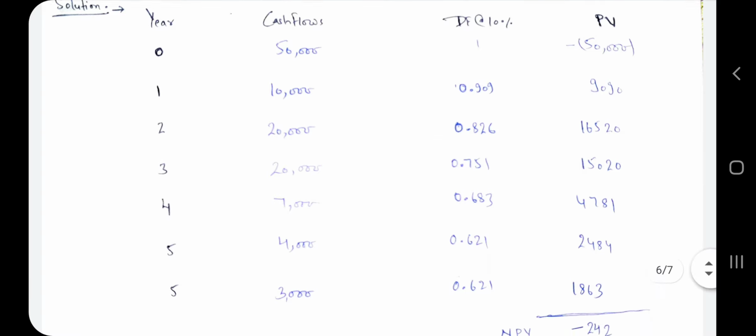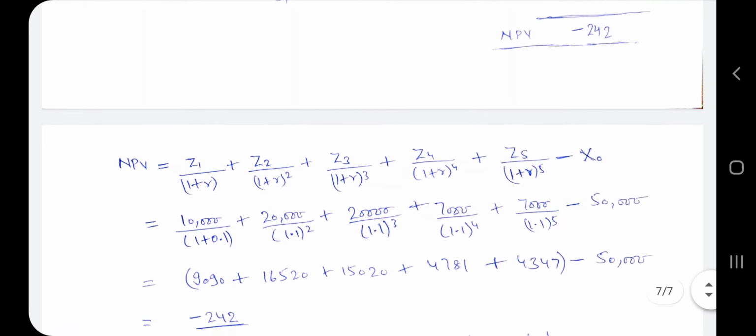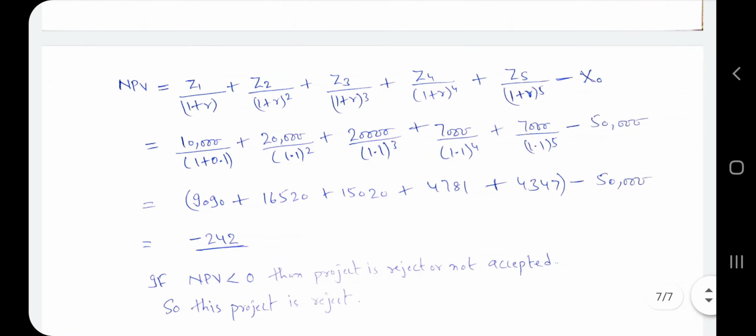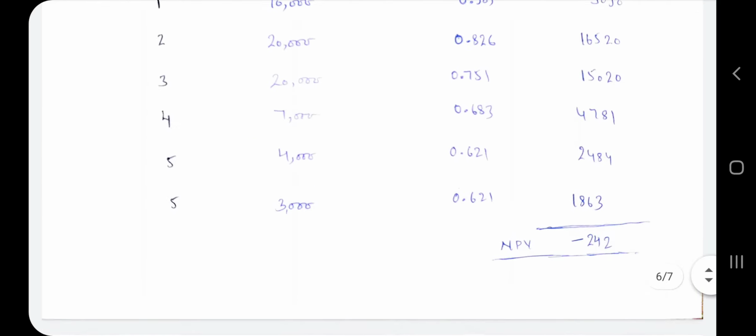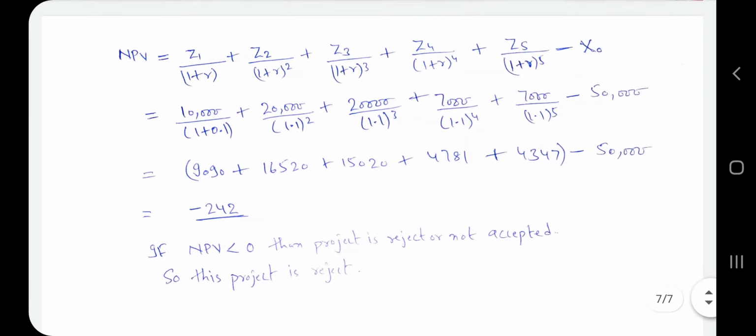In this way we found the NPV value in table form, and we can also find that value with the help of the formula. We have one formula: NPV is equal to Z1 upon 1 plus R plus Z2 upon (1 plus R) to the power 2, and so on up to 5 years, because we have considered 5 years. Now minus x0, where x0 is the initial investment, that is 50,000. So we simply put the values in our formula, and finally we get minus 242.